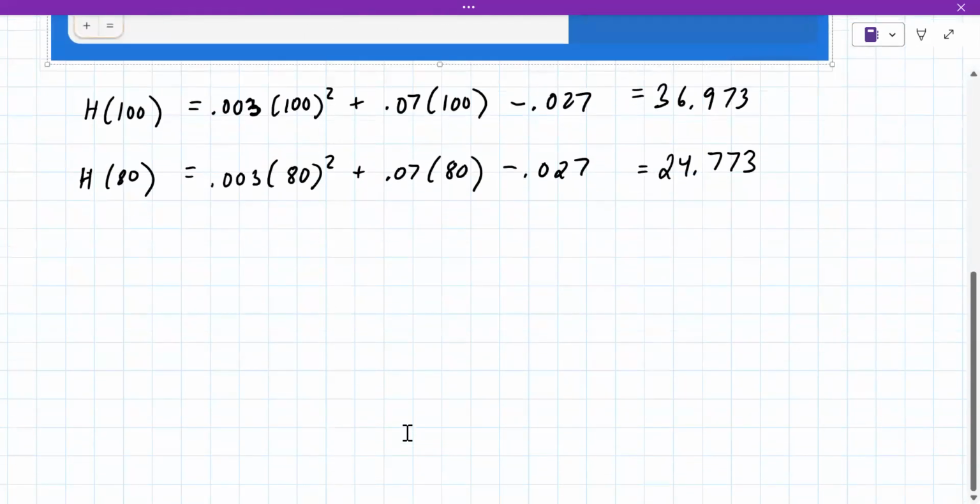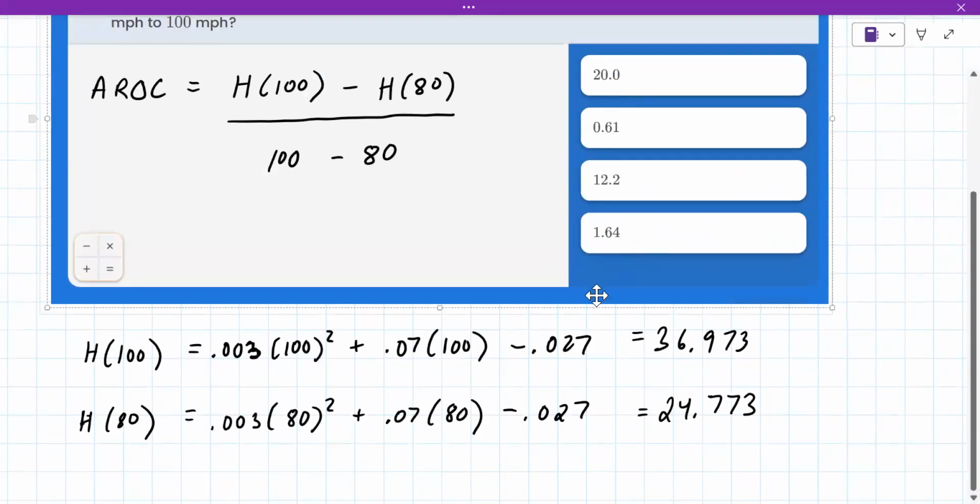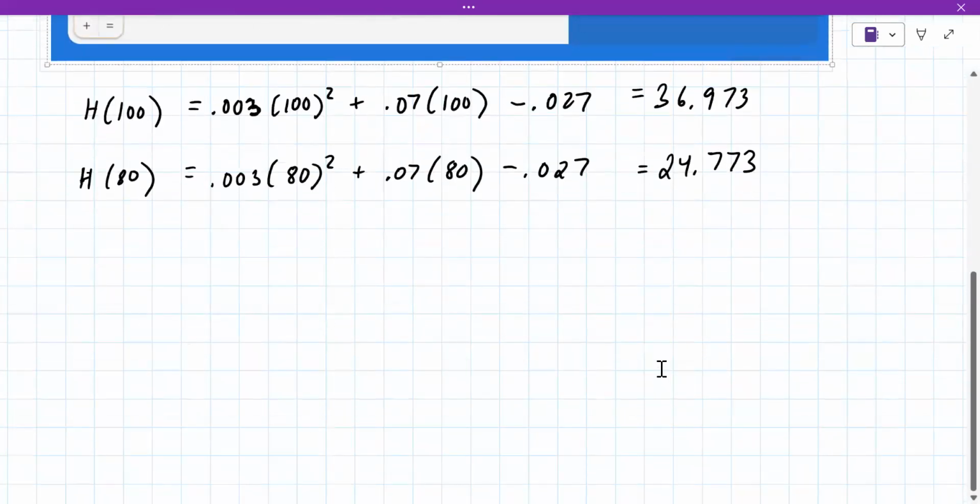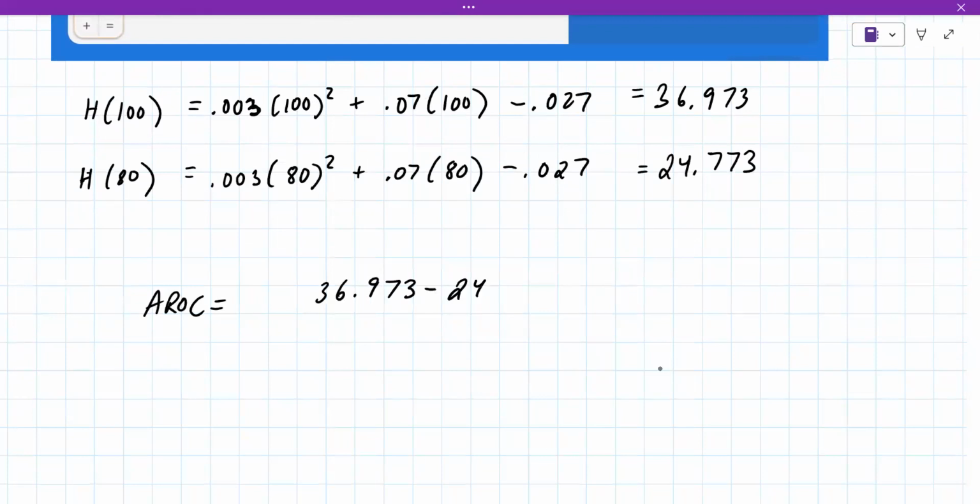Okay, well, because the answers are far enough apart, you're not going to see a big difference. But to find the average rate of change, you want to take the first number you calculated, subtract the second number you calculated, over 100 minus 80. So now I just have to subtract those two decimal points and divide. Yeah. You can enter all this into the calculator at one time.